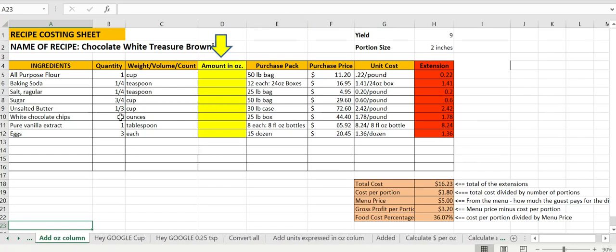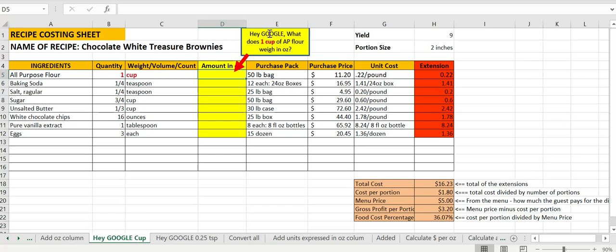Now, to convert 1 cup of all-purpose flour into ounces, it's very, very simple. All I'm going to do is say, hey Google, how many ounces are in 1 cup of all-purpose flour? 4¼ ounces. On the website kingarthurbaking.com, they say, a cup of all-purpose flour weighs 4¼ ounces or 120 grams. This chart is a quick reference for volume, ounces, and grams equivalencies for common ingredients.